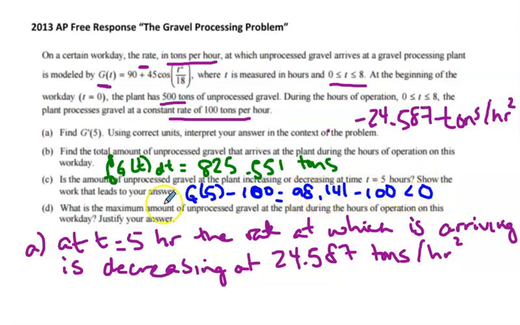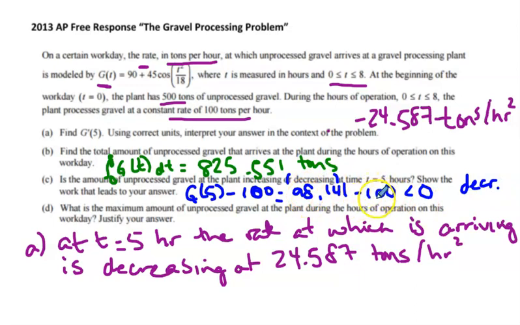And therefore, the amount of unprocessed gravel at the plant is decreasing at time equals 5 hours. And this is the work that leads to your answer. So you do need to write decreasing, and you've shown that this net rate is negative.